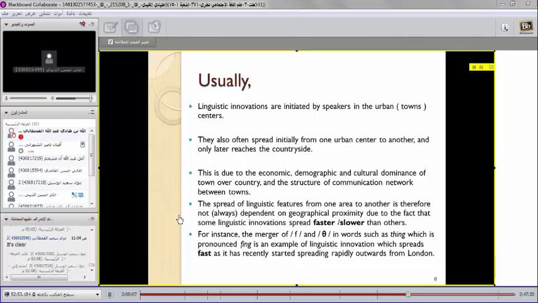So some linguistic innovations spread faster, while some others spread slower than the others. For instance, the merger of the f sound and the th sound in words such as think, which is pronounced fink, is an example of linguistic innovation which spreads fast. This is mentioned in the book, as it has recently started spreading rapidly outwards from London.